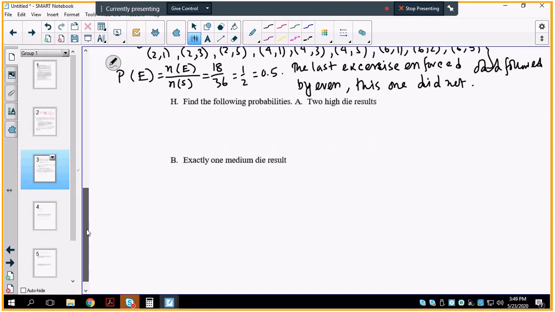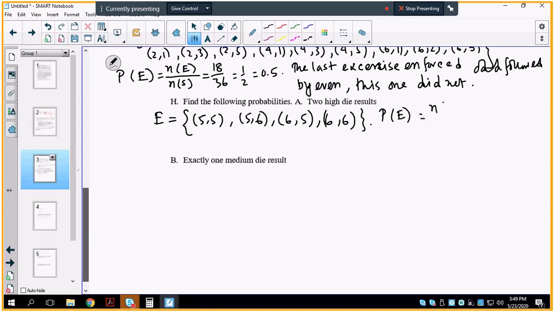Find the following probabilities. 2 high die results. So I think we have done it once before. So let's do it one more time. 2 high dice mean you can get 5, 5 or 5, 6 or 6, 5 or 6, 6. Since there are only 4 of them, I will say the probability is the number of elements in the event space over the number of elements in the sample space. So 4/36, which is 1/9, and I would say that's 0.1111 rounded to 4 decimal places.